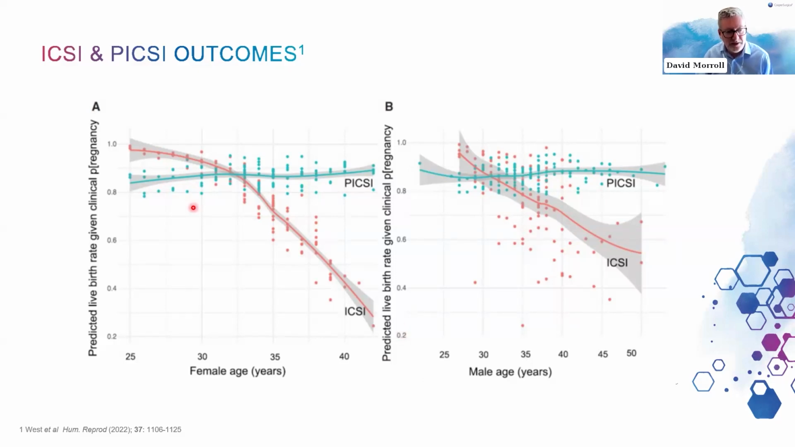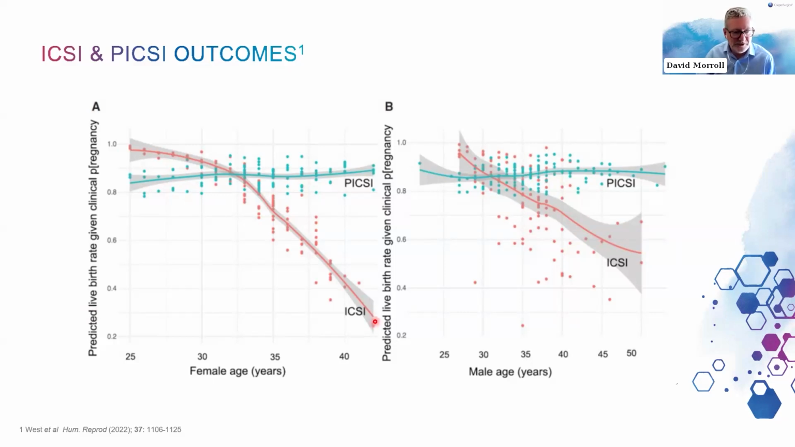And what you can see here is that, ignore this one for a moment, for female age, what we see is when the woman becomes pregnant, this is the predicted live birth rate once the woman is pregnant. And what you can see is with age, they are at higher risk of miscarriage. In other words, the predicted live birth rate goes down. We're all aware of that.